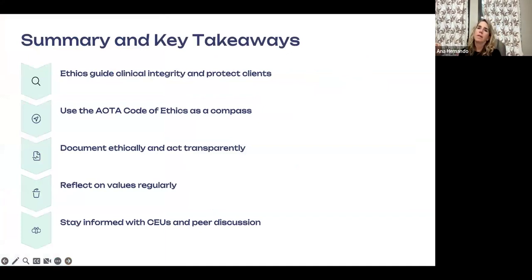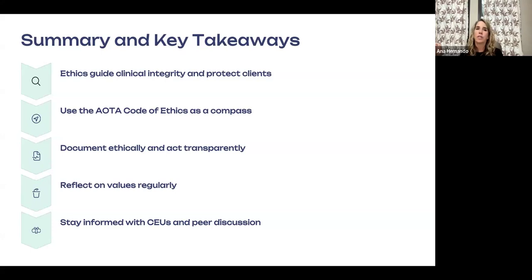Now, there's some key takeaways here today. Ethics guide clinical integrity and protect the clients. The AOTA Code of Ethics should be used as a compass.